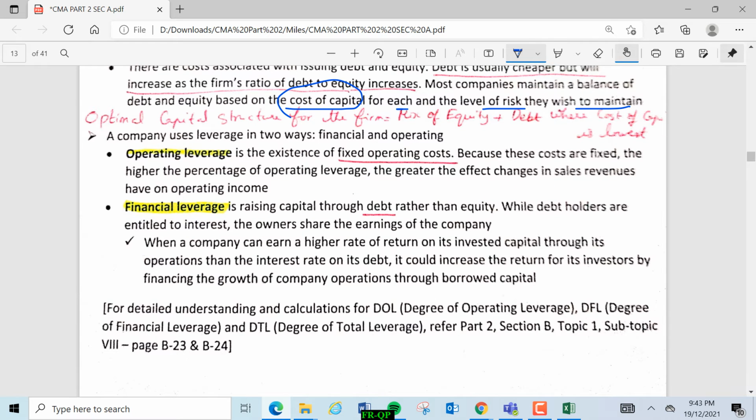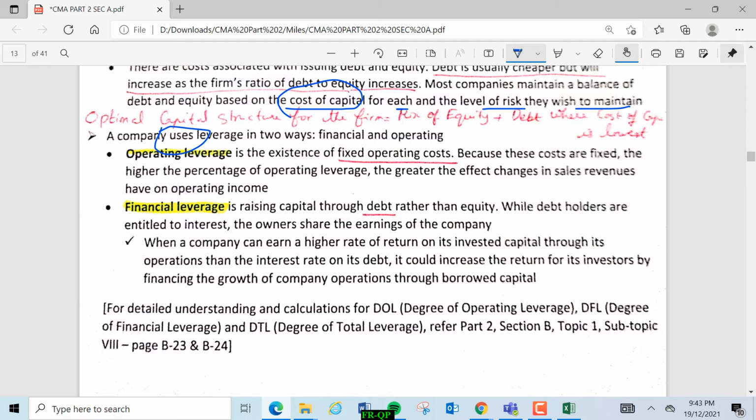अब यहाँ पे आप पढ़ेंगे the company uses leverage in two ways. I think now Tawhid's question can be answered: how the leverage works, what the leverage is, and what is the benefit of having the leverage in the business. So the company uses the leverage in two ways. One is the financial way, and the other is the operating way. So operating is what?